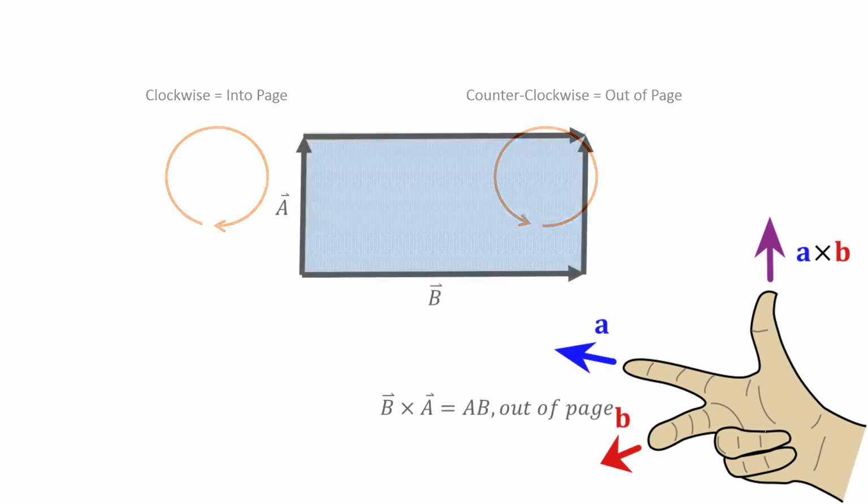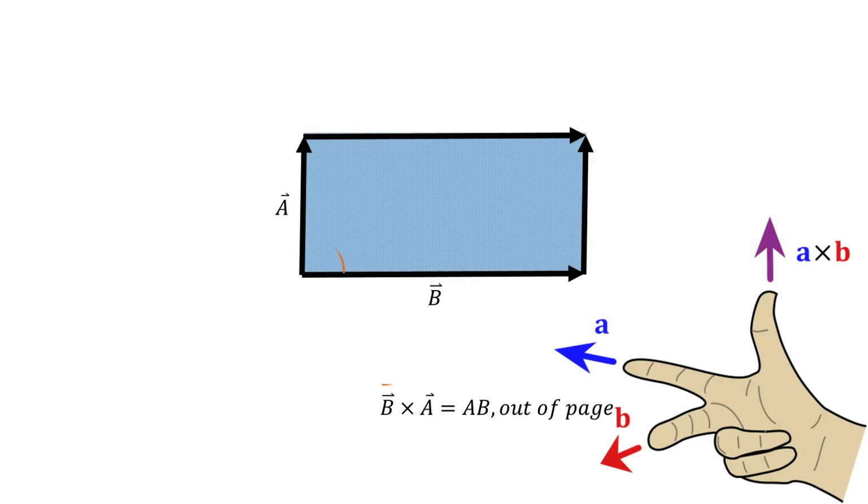Notice then that B cross A is not the same as A cross B. The magnitude of the resultant will stay the same, but the direction will reverse. You can verify this using the right-hand rule.